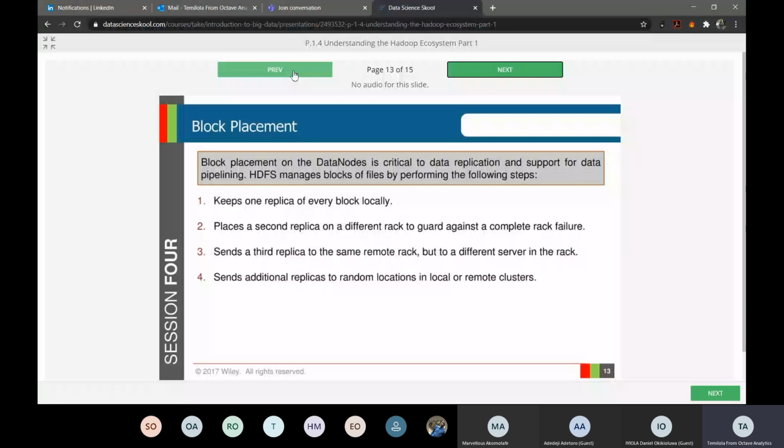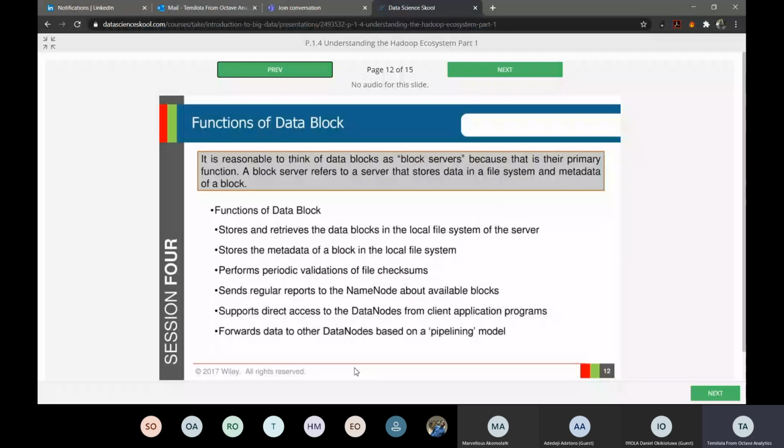And if it is not correct, the operation is not going to run. Then it sends regular reports to the name nodes about available blocks, just like heartbeat messaging. It lets the name node know which data nodes are not working.